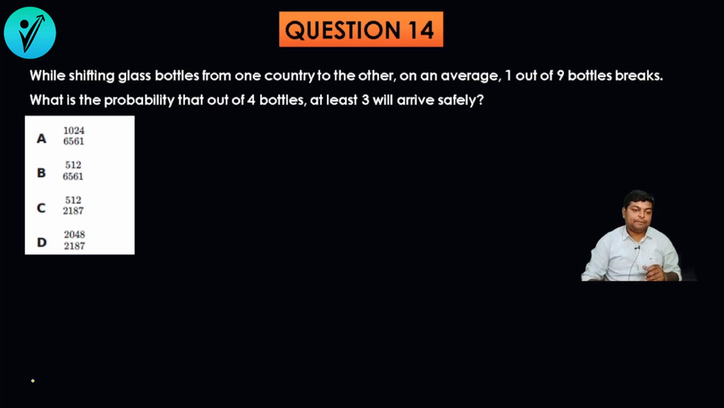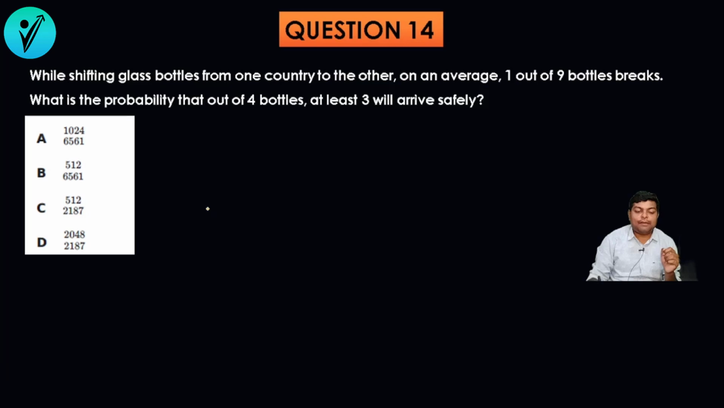While shifting glass bottles from one country to another, on an average, 1 out of 9 bottles break. So what has been given is that 1 out of 9 bottles will break when you are bringing them. So we can say that the probability that a bottle is brought and it is broken is 1 upon 9, and the probability that a bottle will reach without any breakage is 8 upon 9.